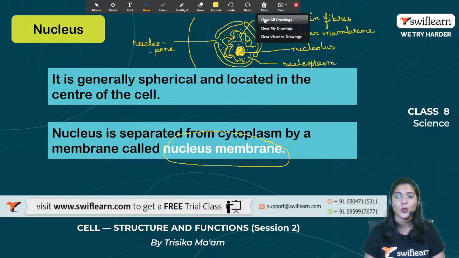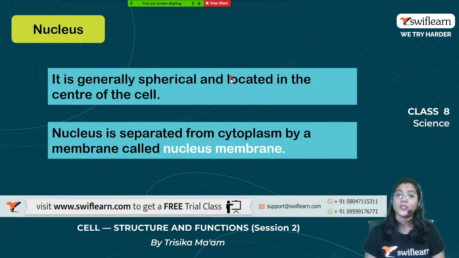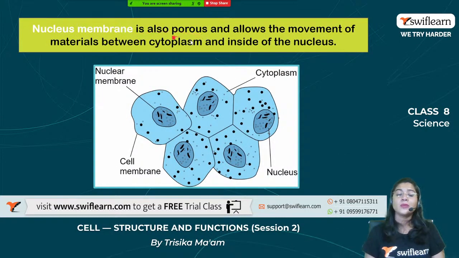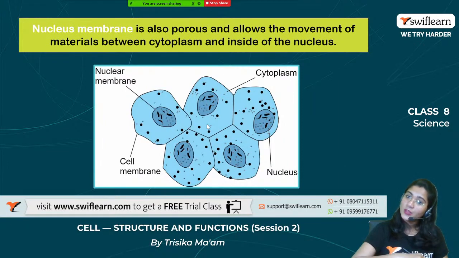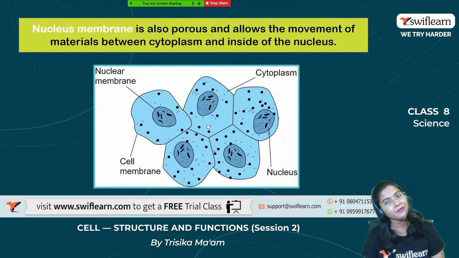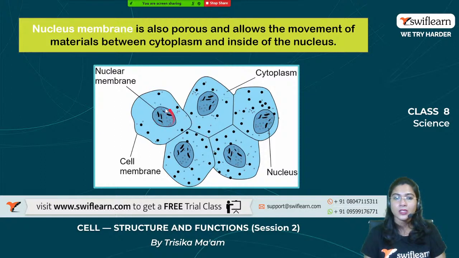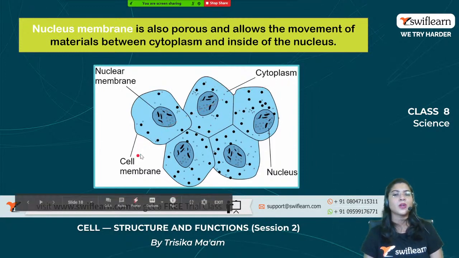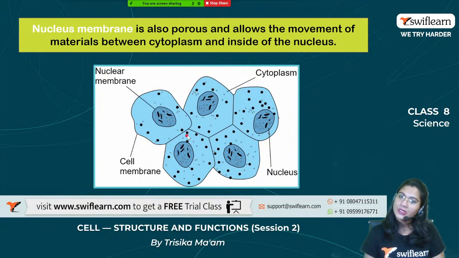Fine. Okay, now let's move on to more detail of the nucleus. So the nuclear membrane is also porous, as I have told you. Those pores are known as the nucleopores. They allow the movement of different materials from the cytoplasm to inside the nucleus and vice versa. Fine. So over here you can see the nucleus. This is the nuclear membrane, the boundary which covers the nucleus and separates it from the cytoplasm. Clear hai? And the light blue is the cytoplasm, and the outermost boundary of the cell is the cell membrane. Clear hai?